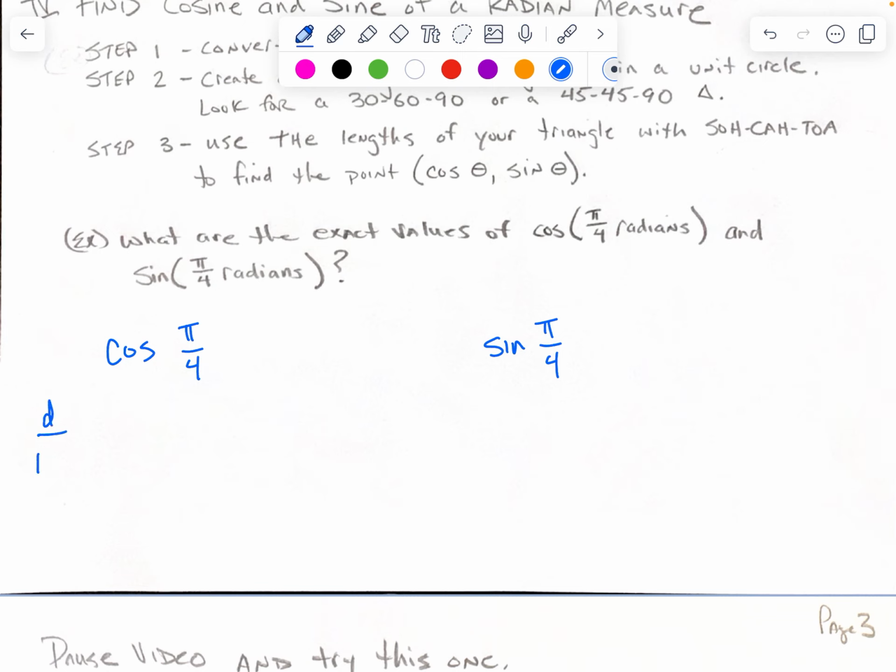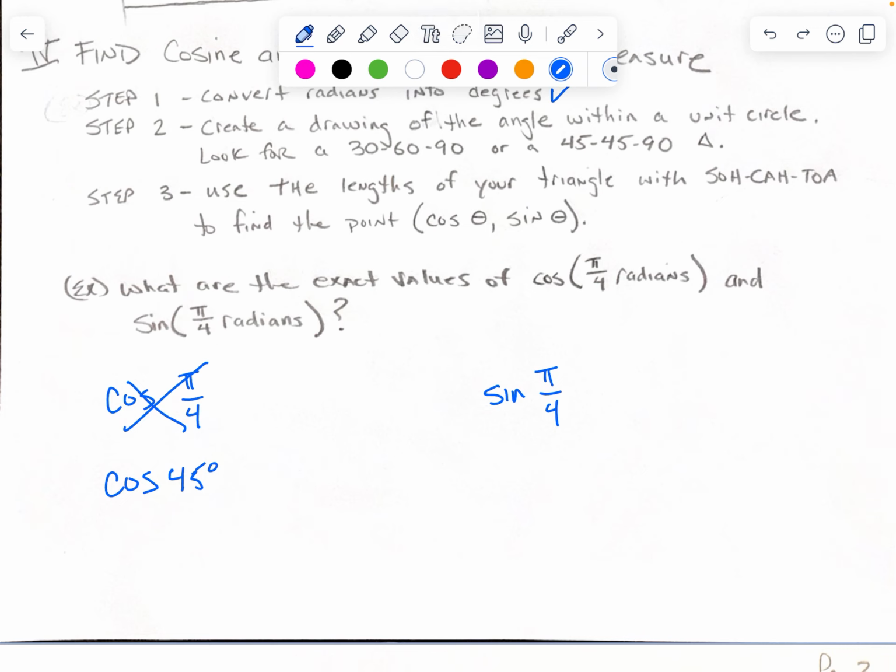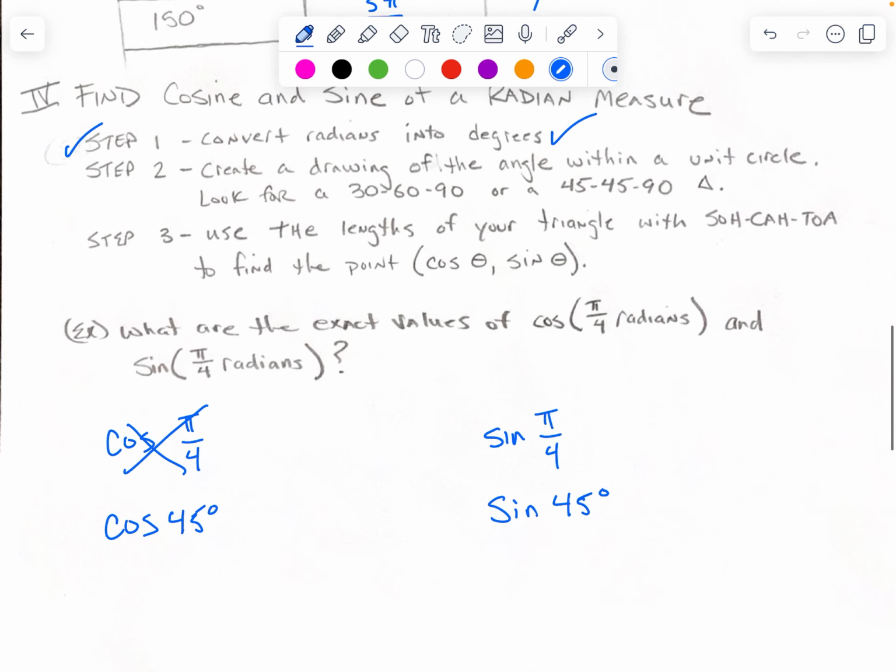I am going to use that concept of d over 180 equals radians over pi. If you need that, that's what you would use here. In my case, I already know what my cosine of pi over 4 is because of the chart above. So I'm going to change this to cosine of 45 degrees. That's going to be step number 1. And once I identify the degree, I can identify sine of 45 degrees as well. That once again is step number 1.